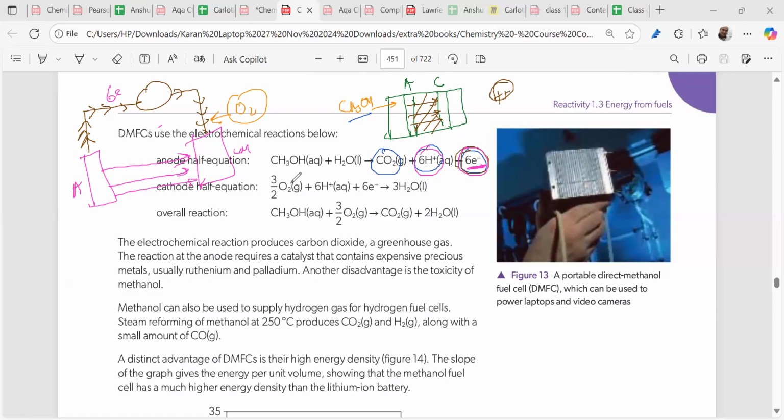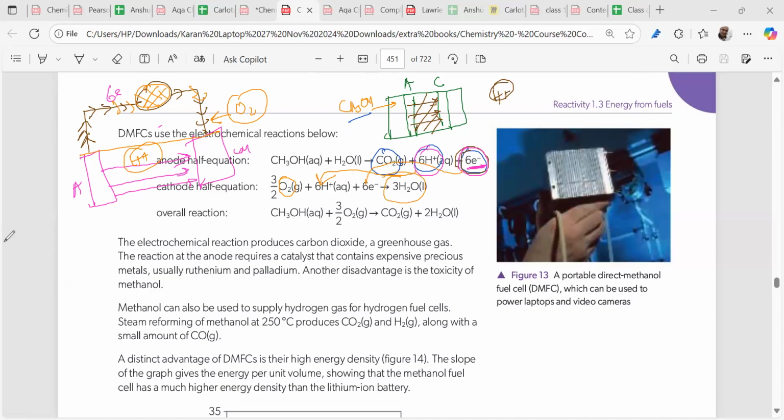And what happens? Oxygen will be reacting with the H plus coming from where? From the proton exchange membrane. And the 6 electrons do their work, generating electricity. We can put an electric motor. And see what is the reaction? 6 electrons are getting added with oxygen and suffering reduction. What happens in the cathode? Reduction happens. 6H plus, 6 electrons gives you 3H2O, right?